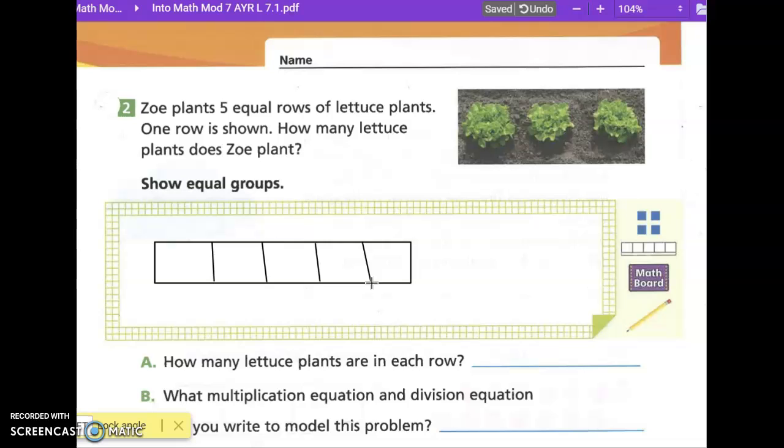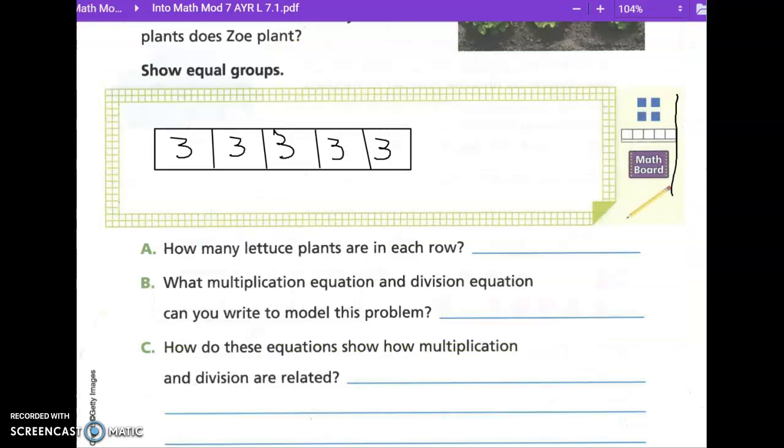And how many lettuce plants are in each row? How many is in our picture? 3. So we're going to put 3 in each of these boxes. So this is what you did. So after you've drawn your bar model, how many lettuce plants were in each row when we looked at our picture? There were 3. What multiplication equation can we write for our model?